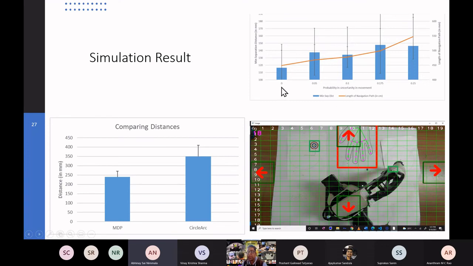After implementing this particular algorithm, we undertook some simulations, and we increased the probability and uncertainty of movement and measured the safe distance from the robotic arm. And as we expected, the safe distance kept on increasing as the uncertainty in the robot's movement increased.